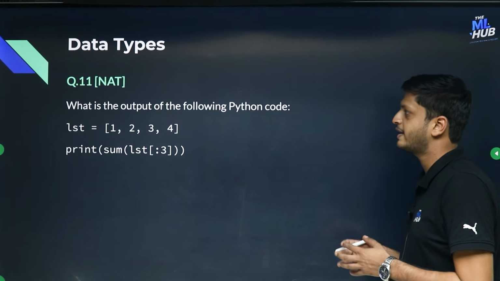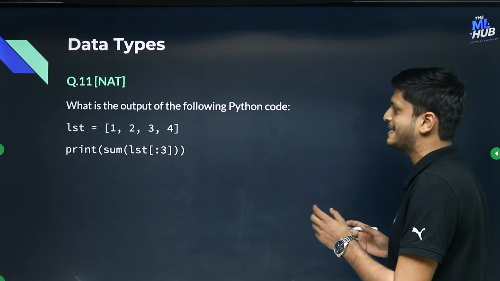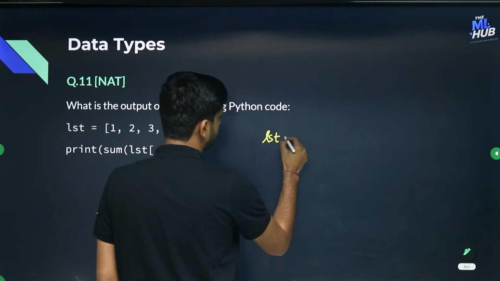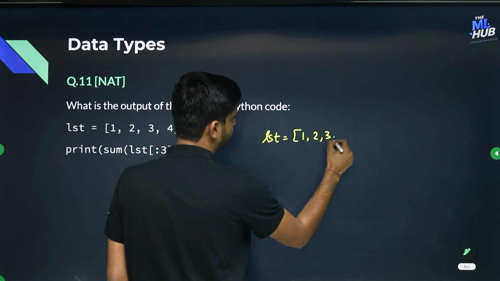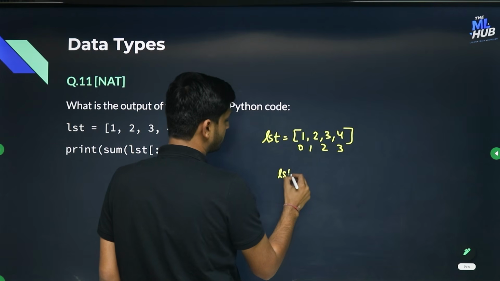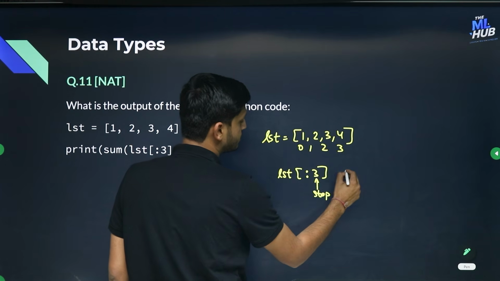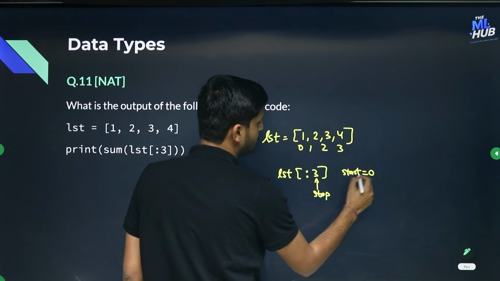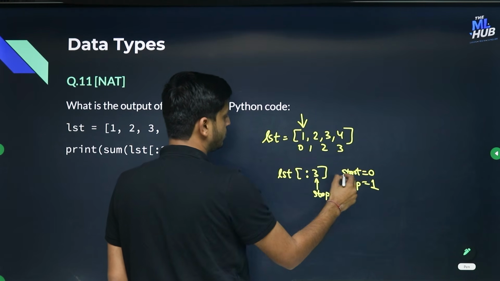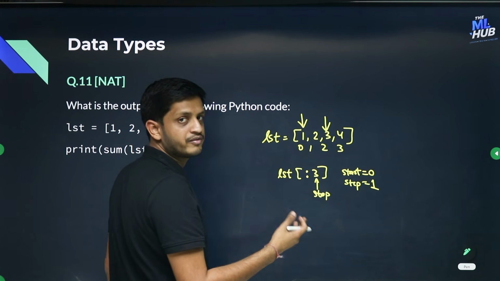Now let's look at the next question, a numerical answer type question. What is the output of the following code? We have a list 1, 2, 3, 4 and we are doing slicing and then we are doing sum. The indices are 0, 1, 2 and 3 and the slice that we are taking is :3. It means that 3 is the stopping point. Starting is not given, so the default start value will be taken as 0 and the default step size will be taken as 1. So here we will take elements from 0 till the stopping point 3. We will stop at index 2 only because the stopping point is exclusive when we are doing slicing.